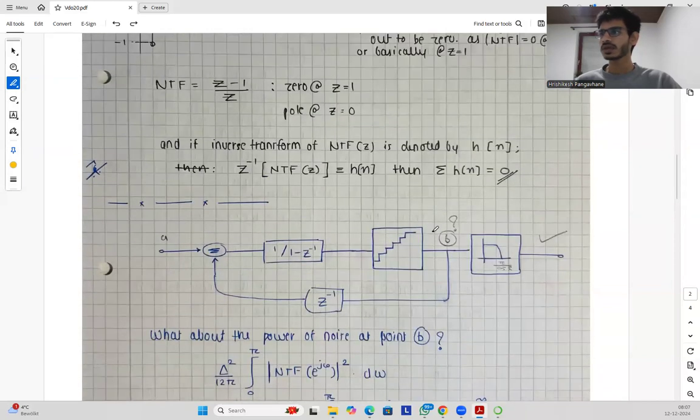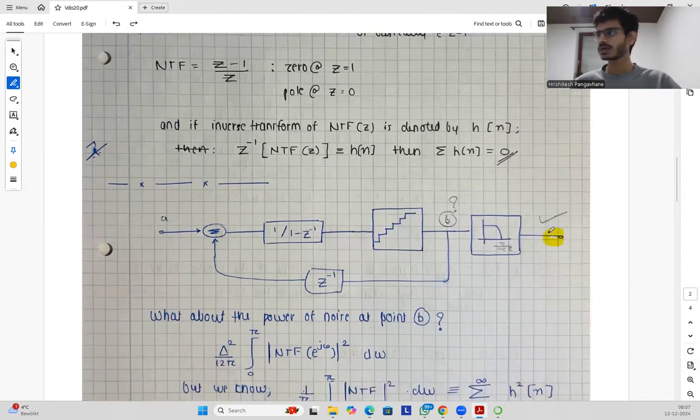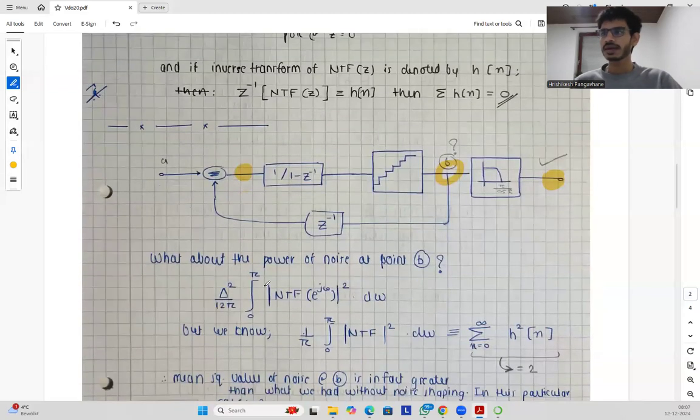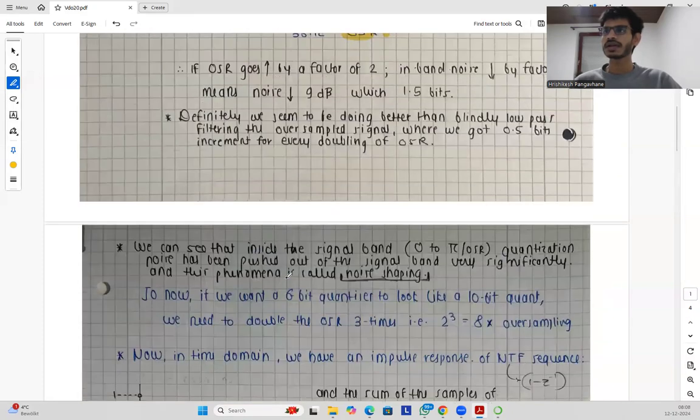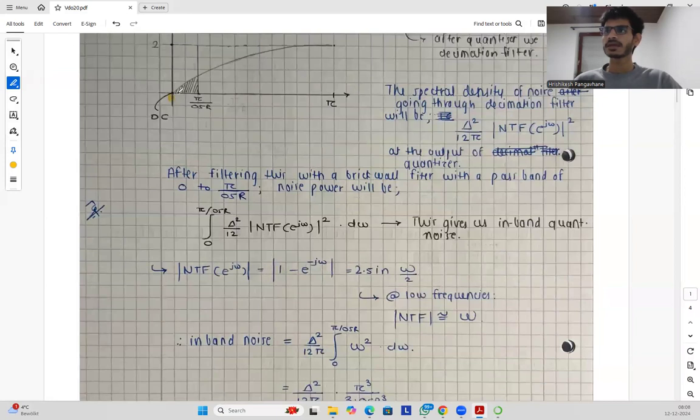We talked about the noise at this stage, and we derived it, and we found out that the noise is very low, and it is pushed away at higher frequencies. But what about at this point? At this point, we have delta squared by 12 pi, but then we will integrate it from 0 to pi, so from 0 to whole pi.